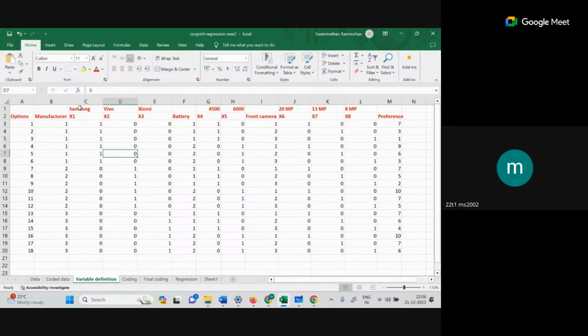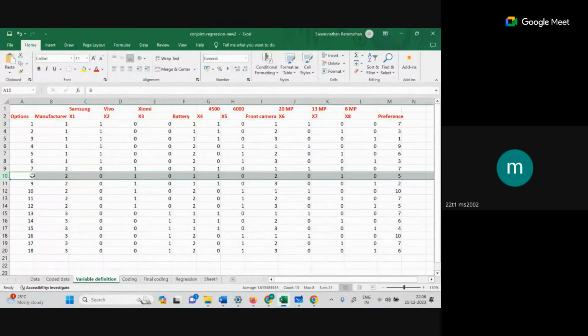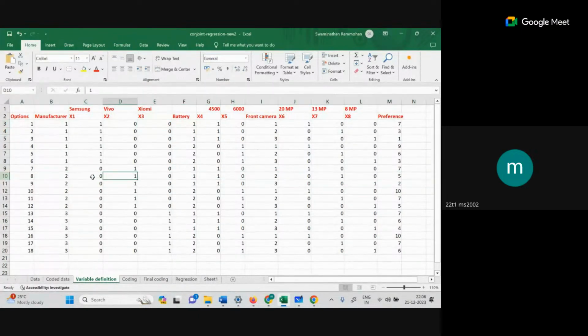So Samsung, look at this. So this particular option is, if it is 1 here, then the other 2 brands are 0 here, which means that this particular brand is Samsung, right? So this particular row corresponds to Samsung only. It is not Vivo, it is not Xiaomi. Similarly, this particular row, it is Vivo. It is not Samsung, it is not Xiaomi, right?